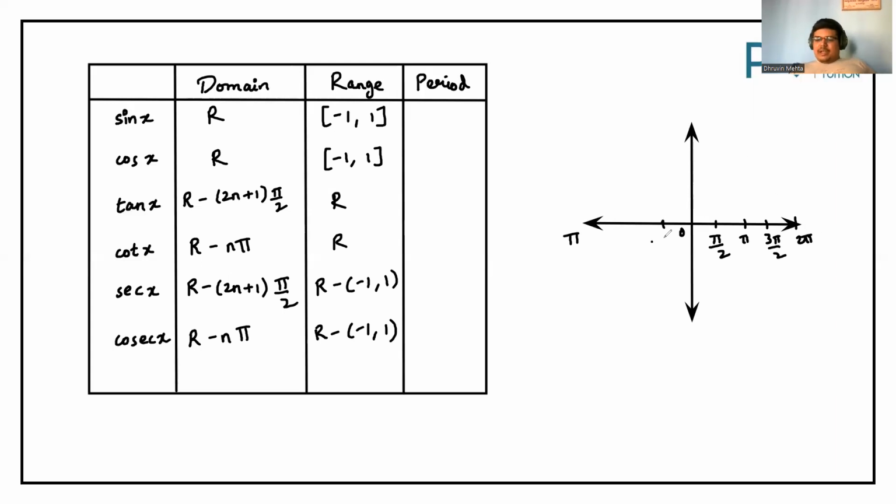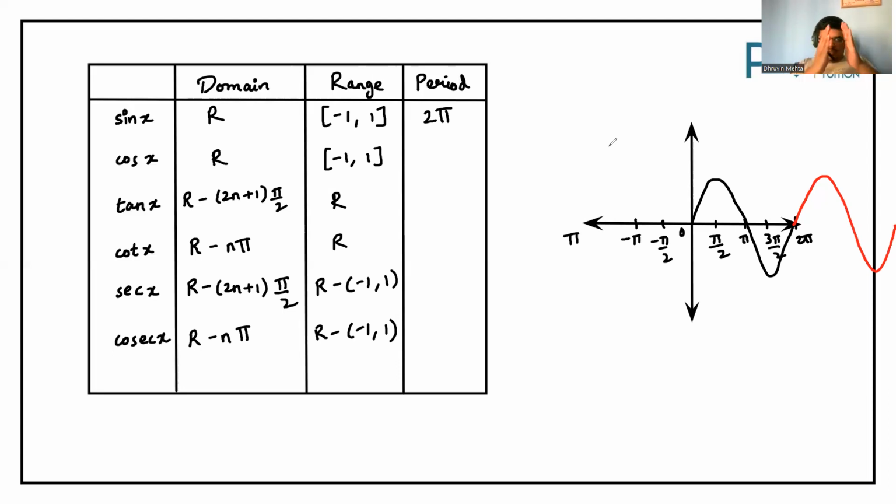See, period means that interval after which the graph repeats itself. For example, the graph of sine will start from 0, go up to 1, come down to -1 until 2 pi, correct? And then do you realize it will again repeat its pattern after 2 pi. So what is the period? The period is 0 to 2 pi. So period is 2 pi basically. After every 2 pi interval it will just keep on repeating.